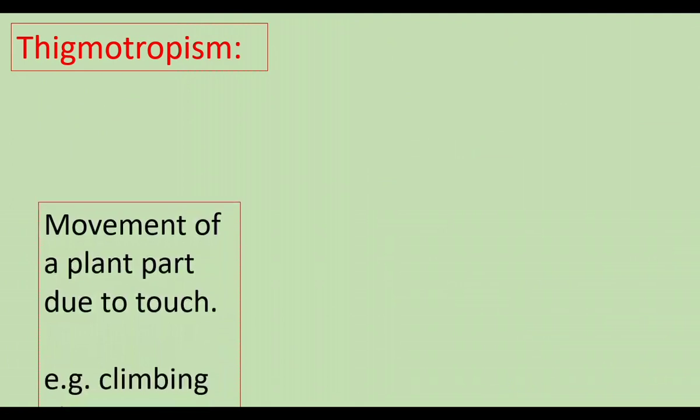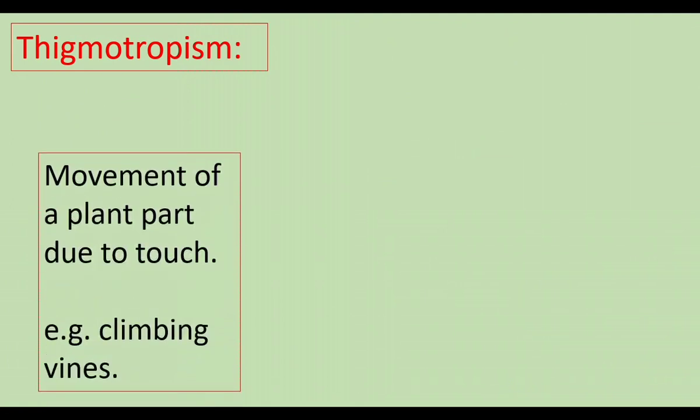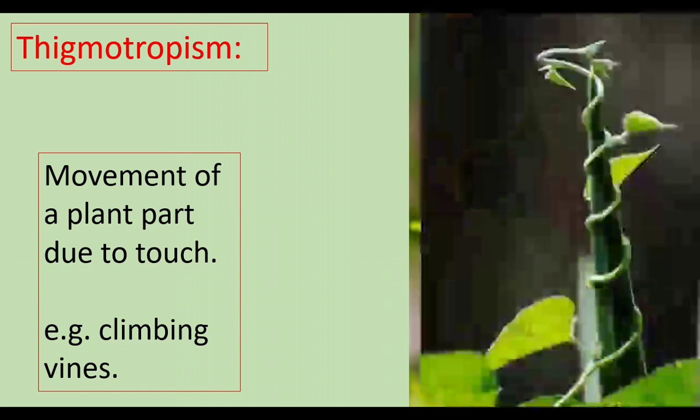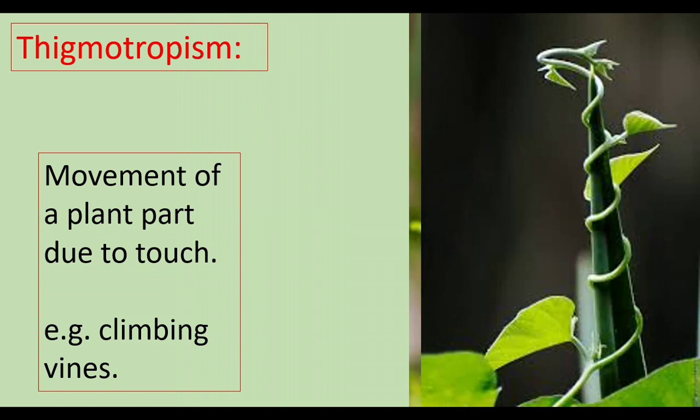Thigmo means touch. Movement of a plant due to touch is called thigmotropism. Example, climbing vines. The weak stem plants move in different directions due to wind. When the weak stem plants touch any support, they coil around the support and grow. Here the movement is due to touch. This is thigmotropism.